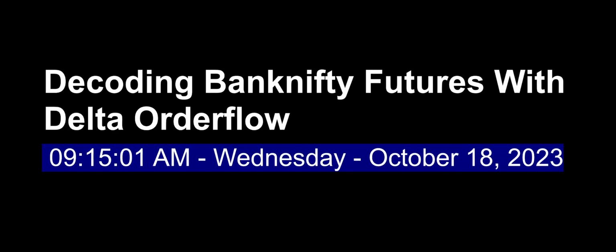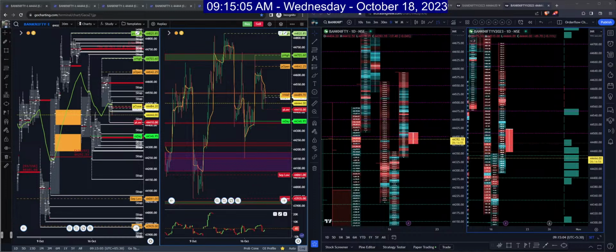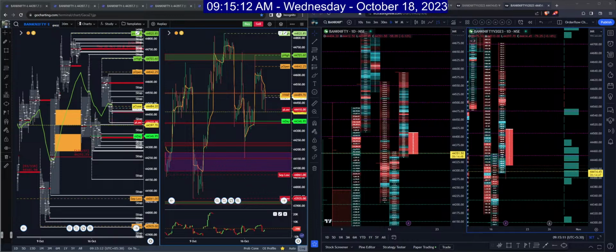Decoding futures for BankNifty. Sorry, I am a bit late. I'm having some technical difficulties. Plus, I'm having fever and cold, so I'm just taking things light.